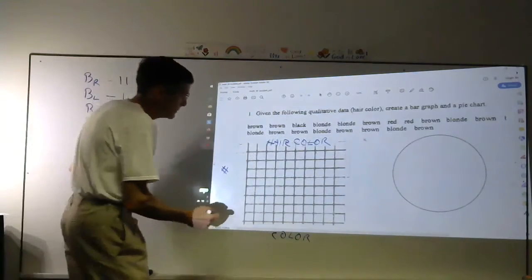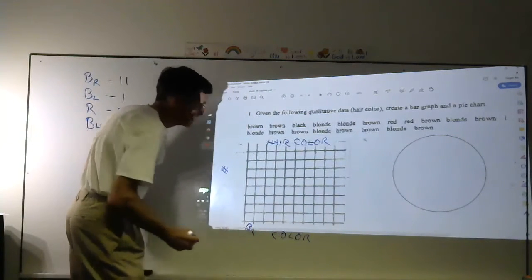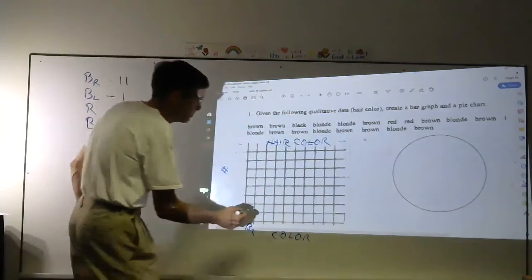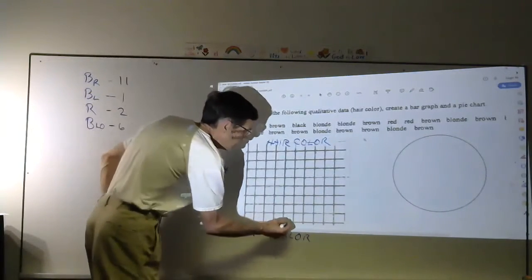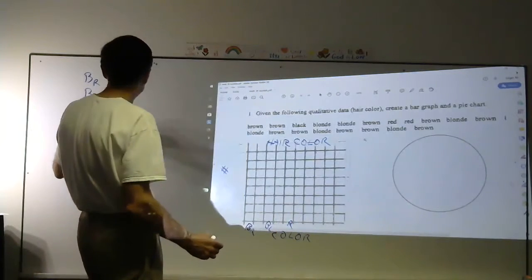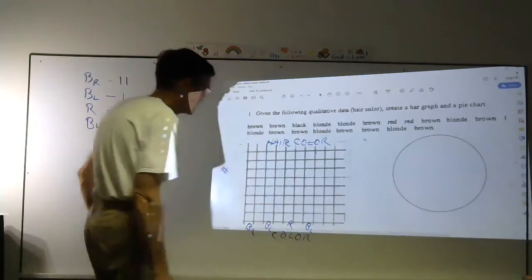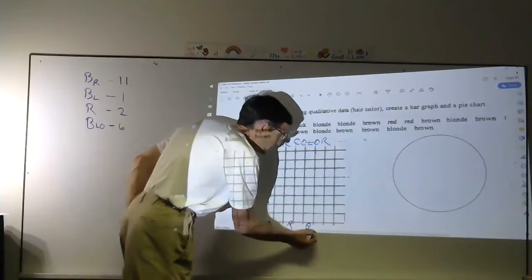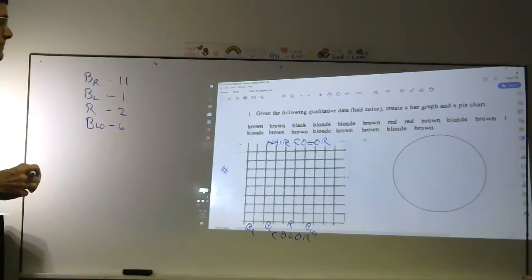And what have we got? We've got brown. Okay, so we'll put brown in the very first one, BR. We're going to skip one. We're going to put black here, red here, and blonde over here. Notice how I'm skipping. Okay, this was BLO for blonde. All right, 4 different hair colors.